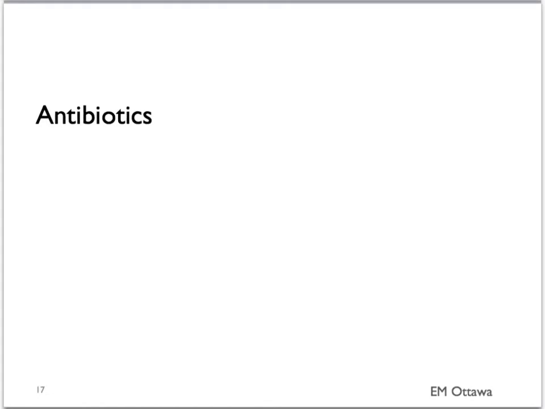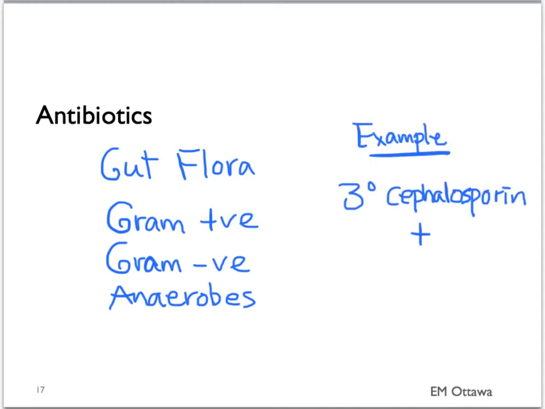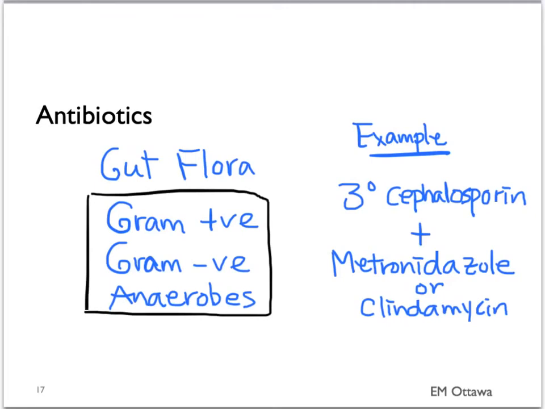Second, antibiotics. We want to use antibiotics that cover the gut flora. We want to use those that cover gram-positive, gram-negative, and anaerobes. Examples include a third-generation cephalosporin plus either metronidazole or clindamycin. However, in general, if you have antibiotics that cover these three categories, that should be adequate.